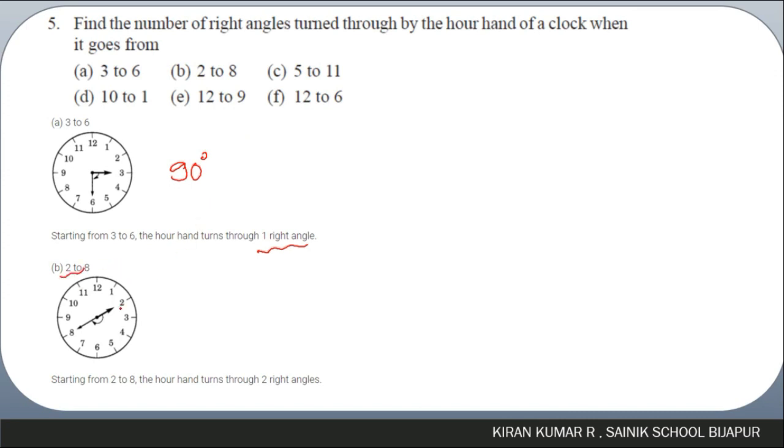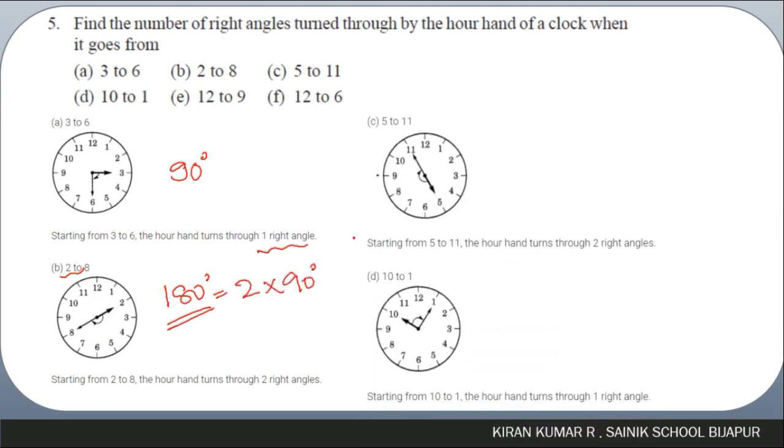From 2 to 8 clockwise, it makes 180 degrees, that is equal to 2 times of right angles. Next is from 5 to 11, it makes 2 right angles, that is 180 degrees, so 2 times of 90 degrees. From 10 to 1, it undergoes 1 right angle, it makes 90 degrees.